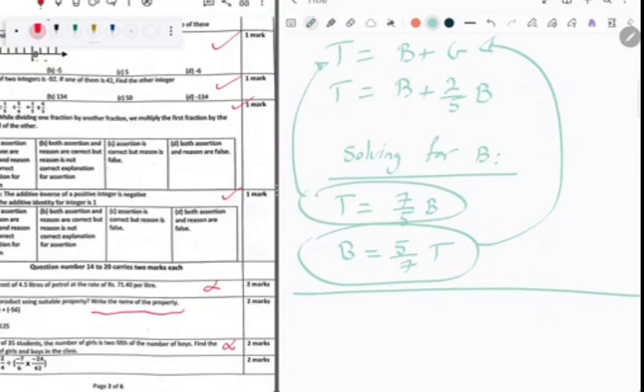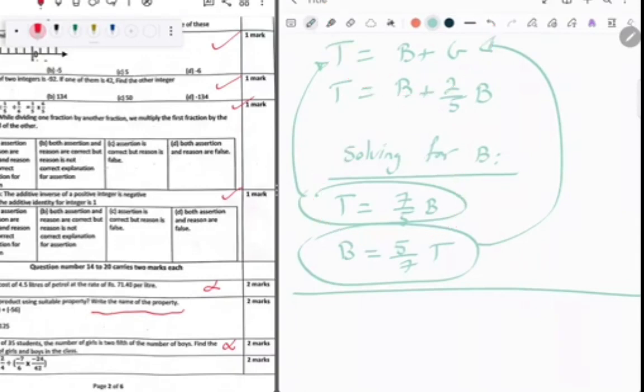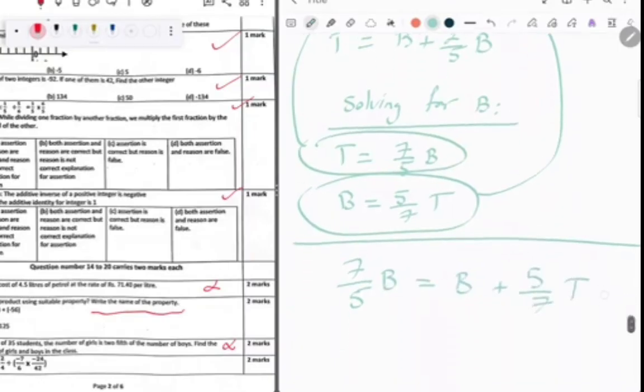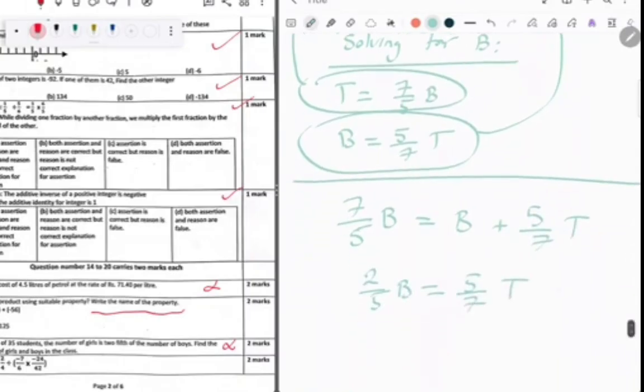So what will I benefit out of this? I want to put it back in g. So if I put this one here, I would get 7/5b is equal to b plus 5/7t. No, I'm not going anywhere here. Where am I going? Sorry, I got a bit confused.